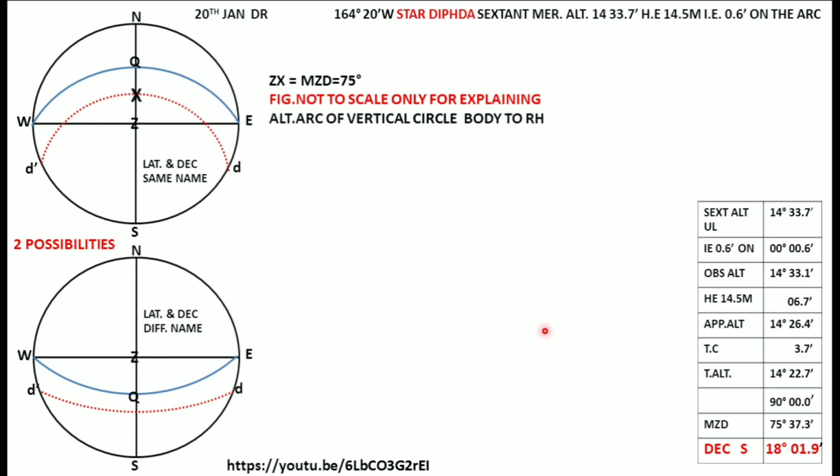And this is your, when we talk about altitude, it is the arc of the vertical circle to the rational horizon. Here it is 14 degrees, so this figure is not exactly right. This is just only for making you understand. So declination is 18.